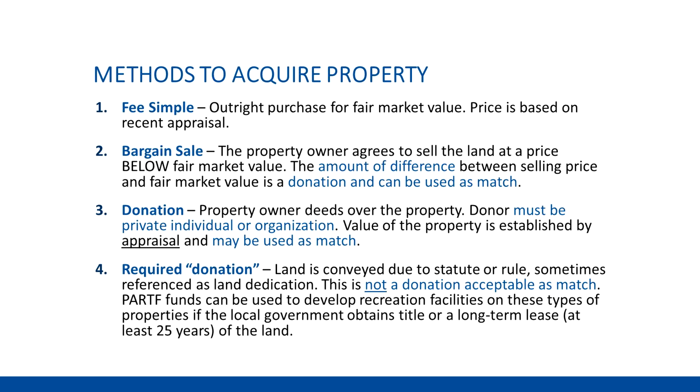You have a bargain sale, and that's when the property owner agrees to sell the land at a price below the fair market value. And in that situation, keep in mind that the amount of difference between the selling price and the fair market value may be considered a donation, and donated value may be used as part of your match. So for example, if the property appraises at $500,000, but they're going to sell it to you for $250,000, then that's a $250,000 difference between the selling price and fair market value. And you can use that $250,000 as part of your match.